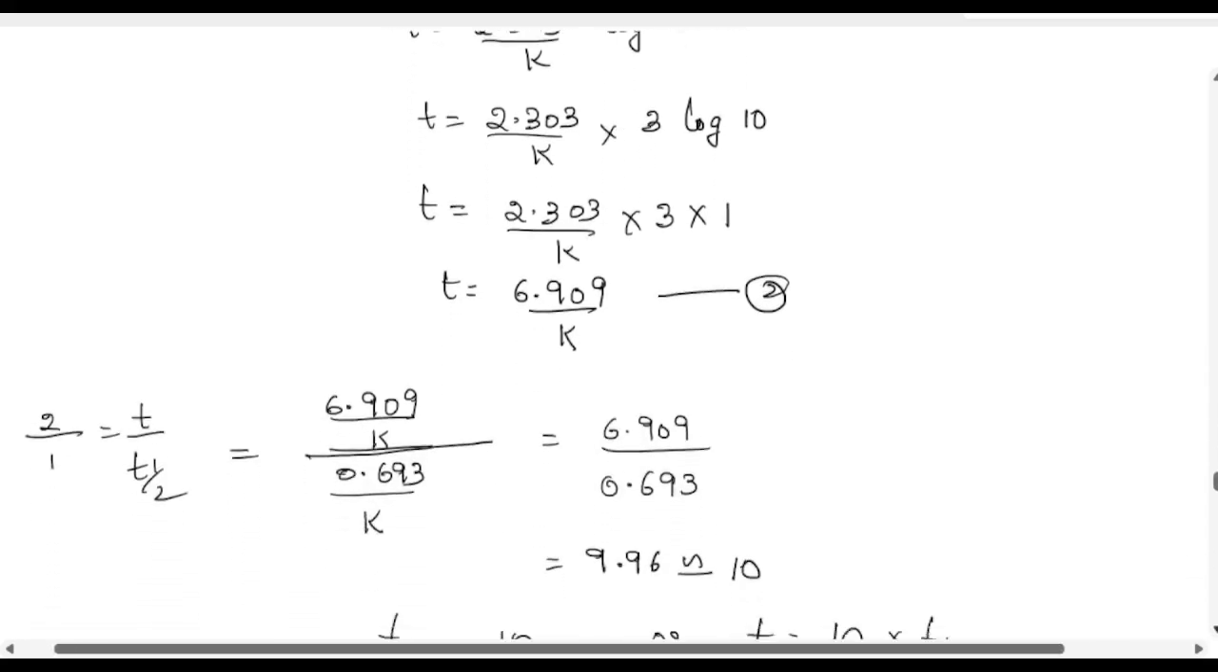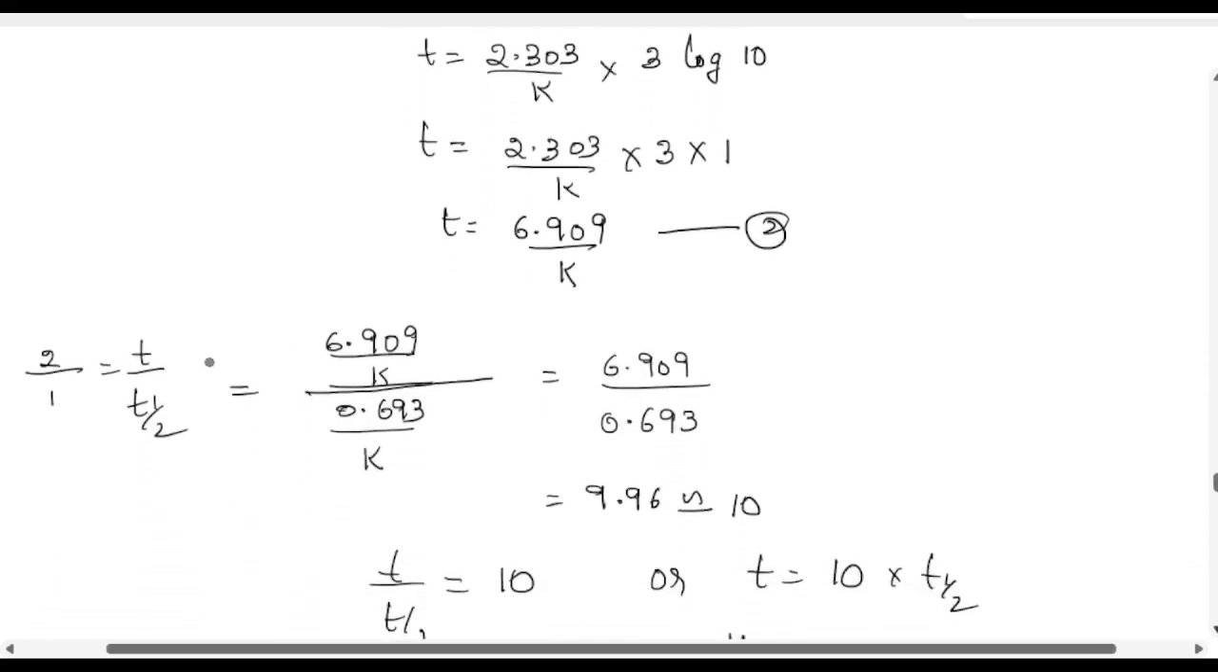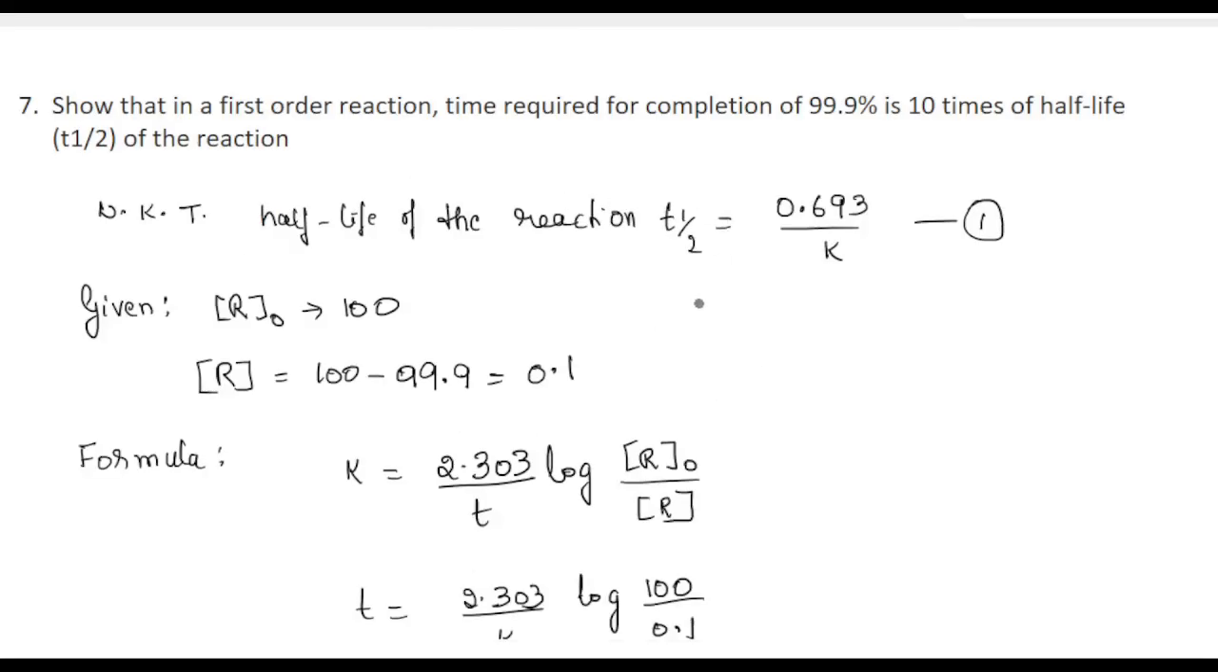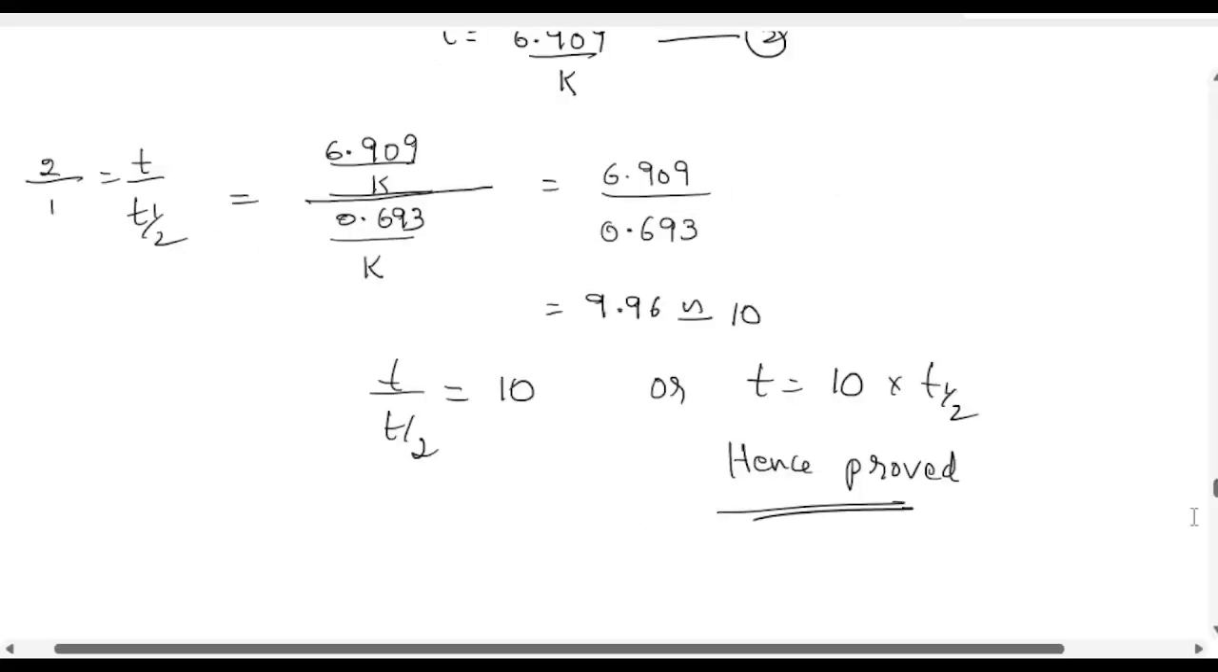Now divide equation 2 by 1. That is T divided by T half, 6.909 by K divided by 0.693 by K. So K cancels, and the remaining is this. We get the answer as 9.96, which is approximately equal to 10. So T by T half is equal to 10, or the time required for completion of 99.9% is 10 times the half-life. Hence proved. This is the answer.